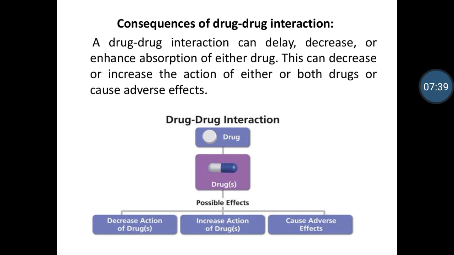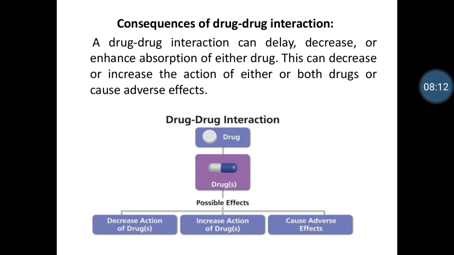How will we see this? In a drug interaction, the first drug is in the form of a tablet, the second drug is in the form of a capsule, and then it will produce possible effects. So what are the possible effects? The first possible effect is decreased action of the drug. Decreased action means it will not produce the action immediately, it will produce it slowly, but we don't want slow action, we want fast action. So that will be a big problem in terms of drug interaction.